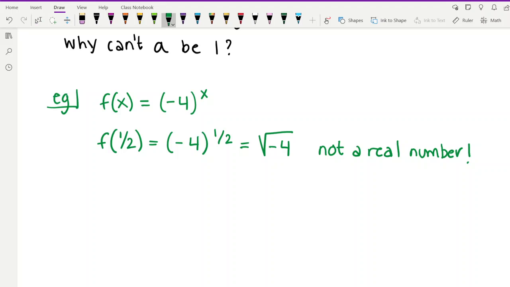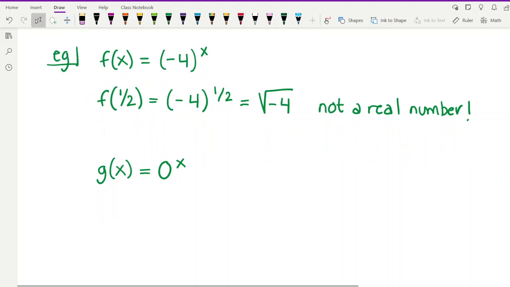Okay, what about if we tried to make an exponential function where the base was 0? So 0 to the x. This one isn't as bad. It actually is a function, it works, but it's just not an exponential function. So what do I mean when I say it's not an exponential function?